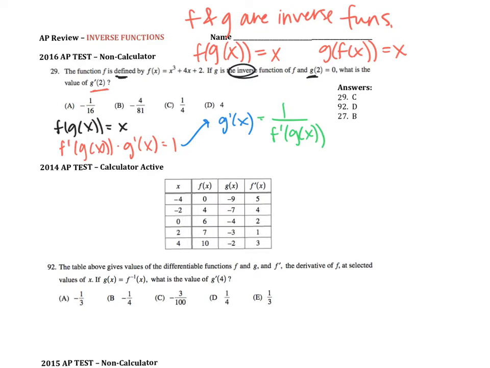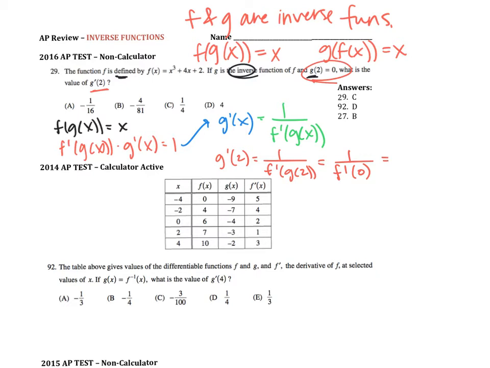This is a tough one. You know, memorizing it I don't think is effective, but working through this method, I do like that little proof of it. Therefore, g prime of 2 would be 1 over f prime of g of 2. Therefore, we'd have 1 over f prime. G of 2, they told us, is 0. Therefore, we need f prime of 0.